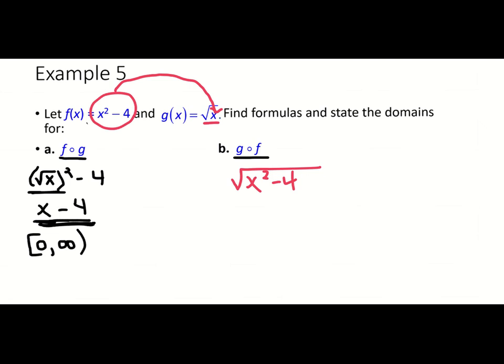Now, for this one, we have a radical here, and we know with radicals we can't have negatives. So whenever you find the domain of your radical, you're going to take what's underneath that radical, the x squared minus 4. Remember, that always has to be greater than or equal to 0. So when I go to solve it, I'll add 4 to both sides.